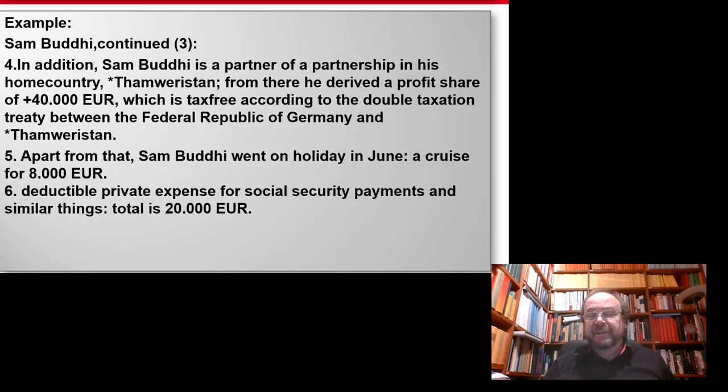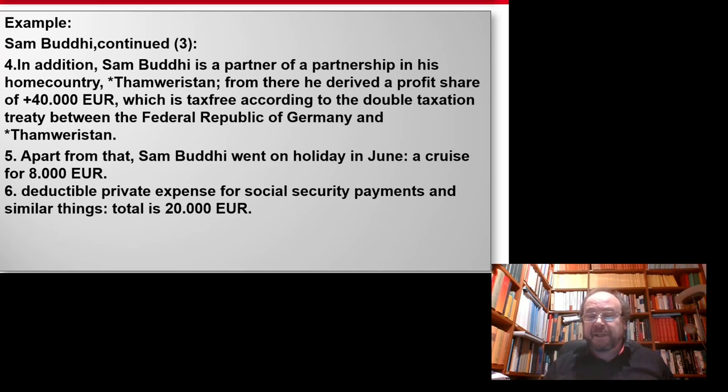In addition, somebody is partner of a partnership in his home country, that is the country of Somewheristan, which is somewhere in the near, middle, or far, far east. Nobody knows where Somewheristan really is. It does not matter. From there, he derived a profit share of 40,000 euro, which is tax-free according to the double taxation treaty between the Federal Republic of Germany and the state of Somewheristan.